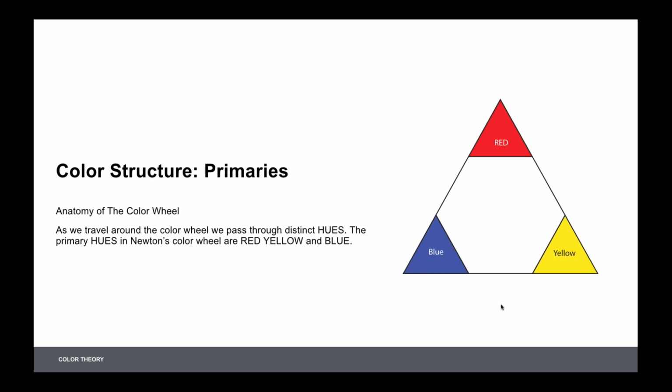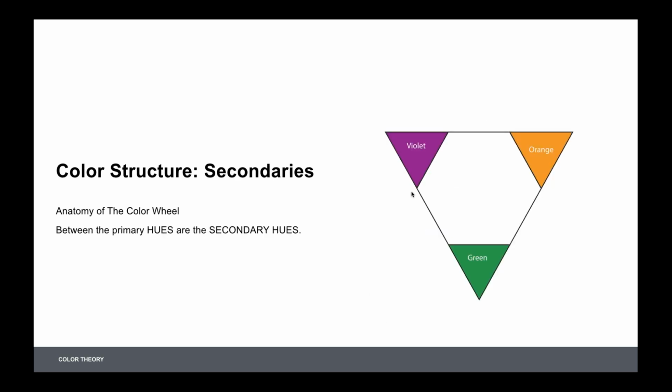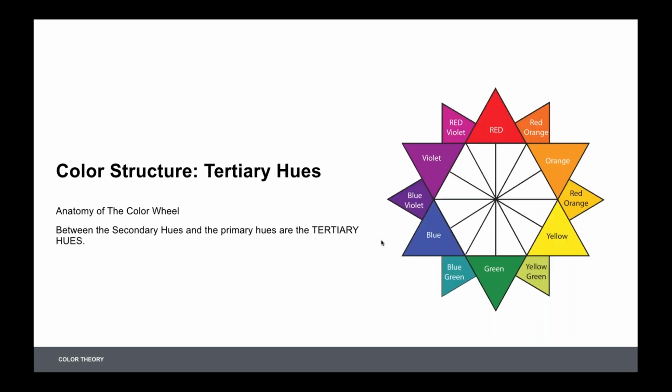You can mix them to make other colors. You can, but you can't mix colors to make them, right? Right. Yes. So if you mix two primaries, you get what's called a secondary color. And if you mix a secondary color with a primary, you get a tertiary color.